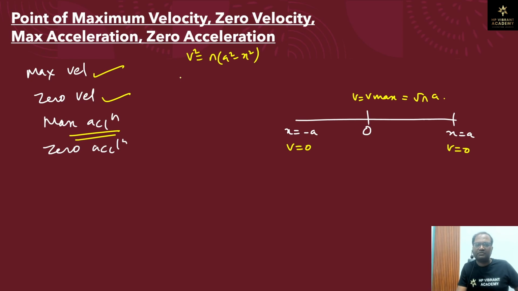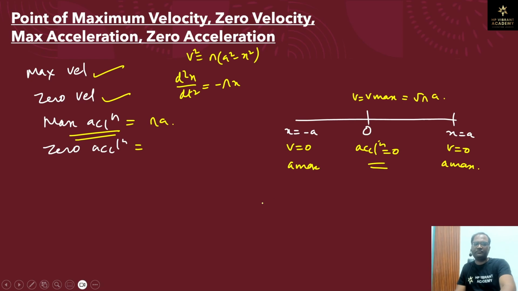Maximum acceleration. We have the relation d2x upon dt square equal to minus mu into x. So maximum acceleration is when x is equal to plus or minus a. Maximum acceleration is mu a. Zero acceleration: at the center of force we have zero acceleration because there is no change in velocity at point O. The velocity is v max, and acceleration is the change in velocity. So the change in velocity is zero at the center of force, and here we have acceleration as zero.